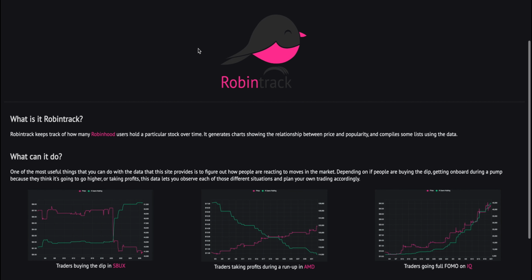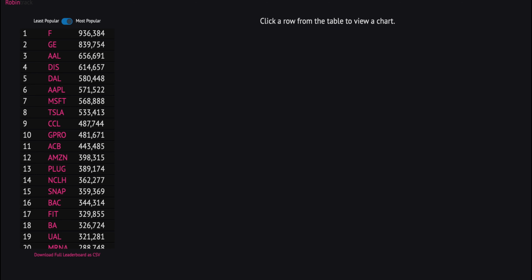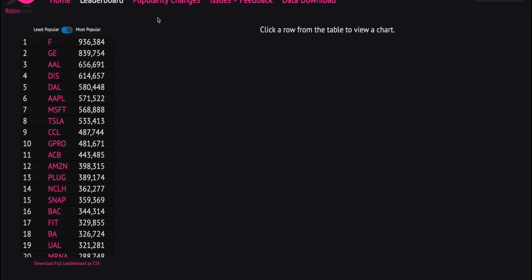And there's another website out there named RobinTrack. This will have a bunch of metrics. And so if we click on the leaderboards, we can actually see which companies are most traded on the Robinhood app. So we've got Ford Motor, General Electric, American Airlines.